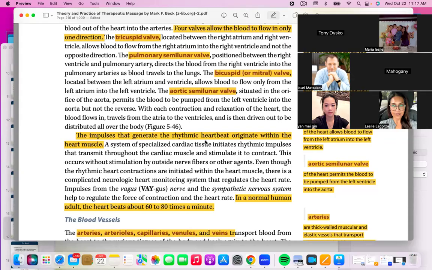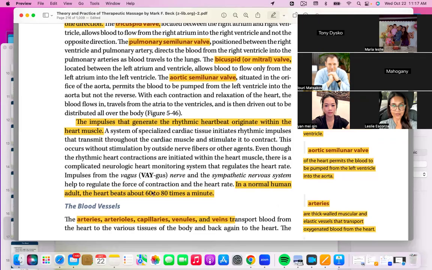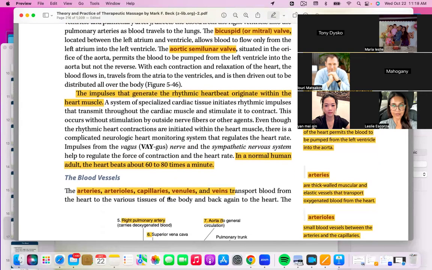Now, the impulses that generate the heartbeat originate within the heart, and a normal heart rate of an adult is from 60 to 80 beats per minute. On average, an athlete might have fewer beats per minute because they have a stronger heart and can pump more blood than an average human being.